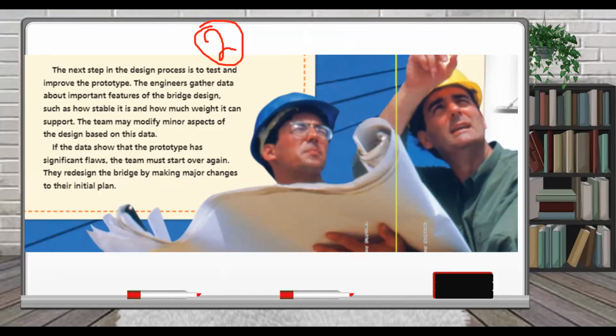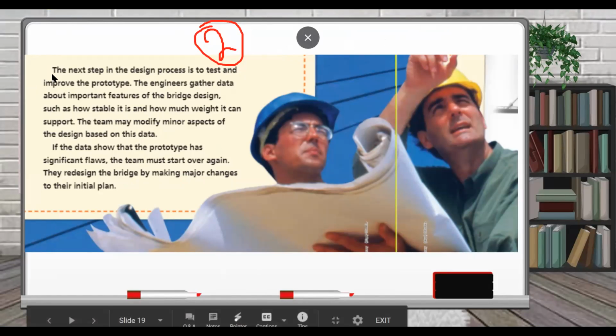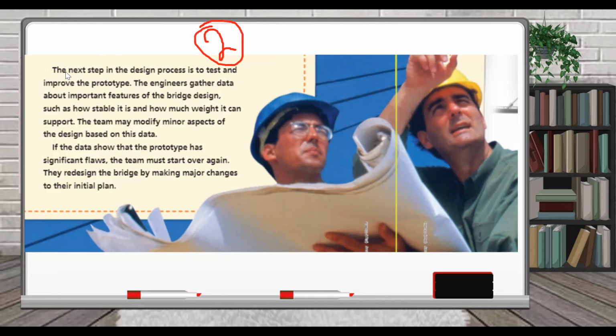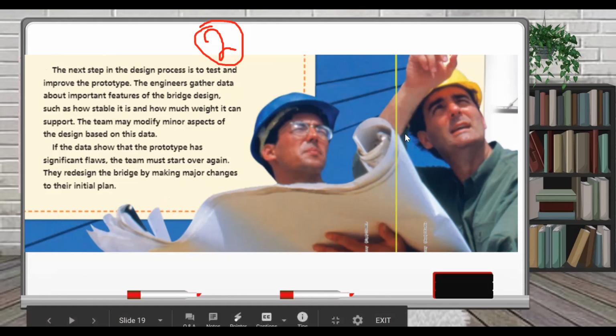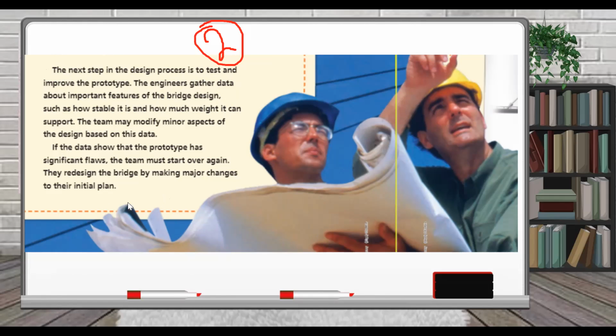If you have a solution, you know what you are going to do. Look at these two engineers. What did they do? They are holding their map, their records, their measurements. Why? To plan and build the prototype. They're telling you that the next step in the design process is to test and improve the prototype. The engineers gather data about important features of the bridge design. These are data. The team may modify minor aspects of the design based on this data.